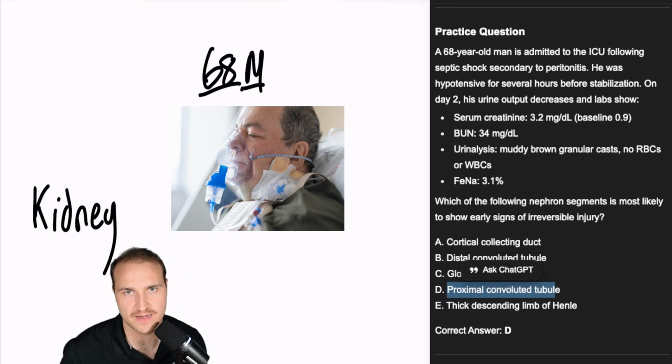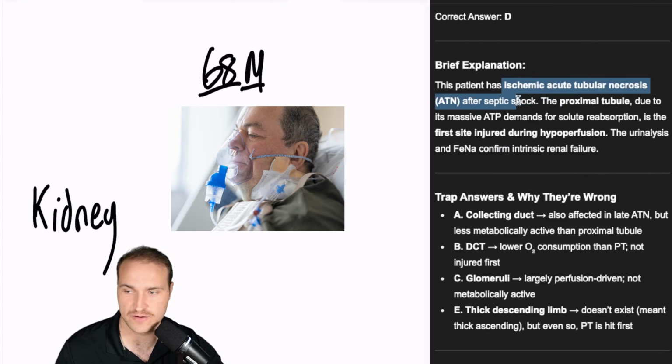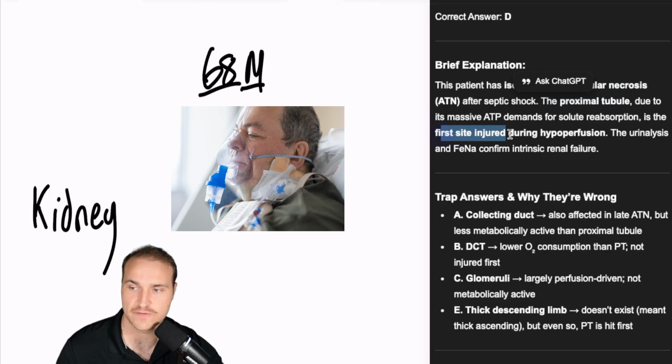Now I want to do something fun on this question. First, I'm going to explain, but then I want to talk about how this applies to the rest of the human body. So we have ischemic acute tubular necrosis after septic shock. The proximal tubule is the most susceptible to that. It's the first site injured during hypoperfusion. And you can look at the urine sodium to confirm intrinsic renal failure.